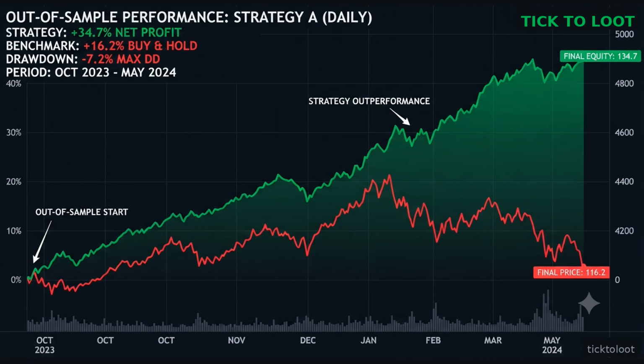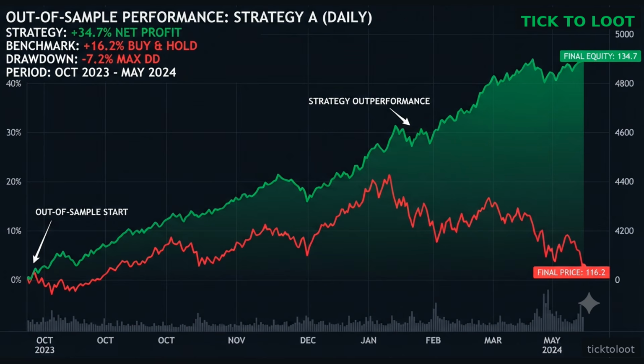This example highlights the importance of using out-of-sample testing to evaluate the performance of your trading strategy. Now, let's talk about the most common mistake that beginners make when it comes to in-sample and out-of-sample testing. Many beginners make the mistake of over-optimizing their strategy on in-sample data without testing it on out-of-sample data. This can lead to a phenomenon known as overfitting, where the strategy performs well on in-sample data but poorly on out-of-sample data. To avoid this mistake, it's essential to use out-of-sample testing to evaluate the performance of your strategy.